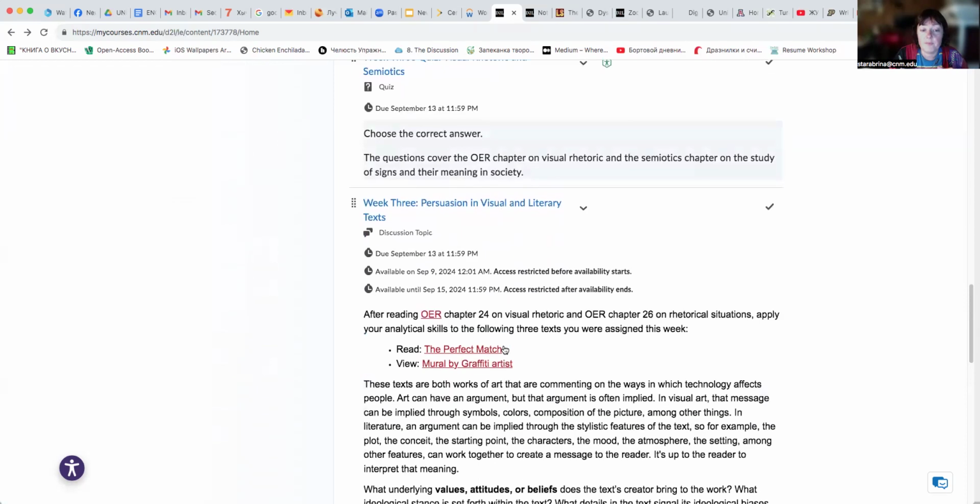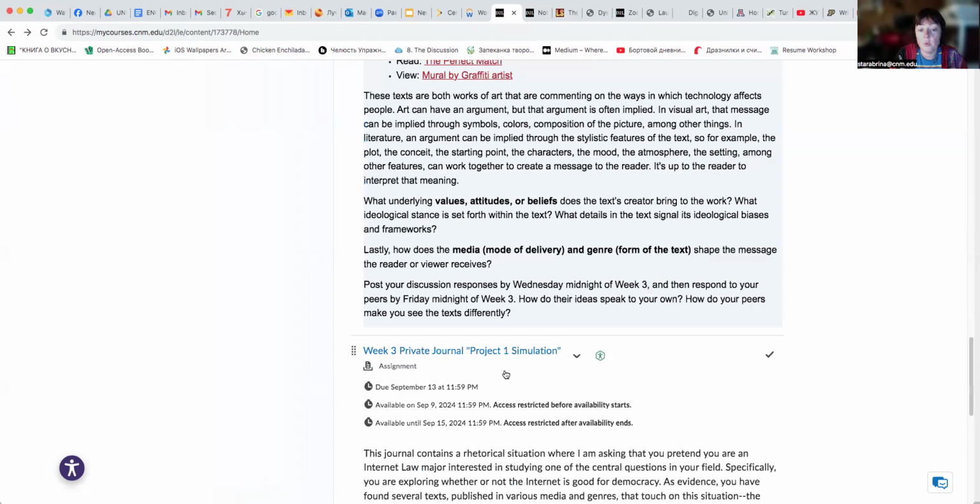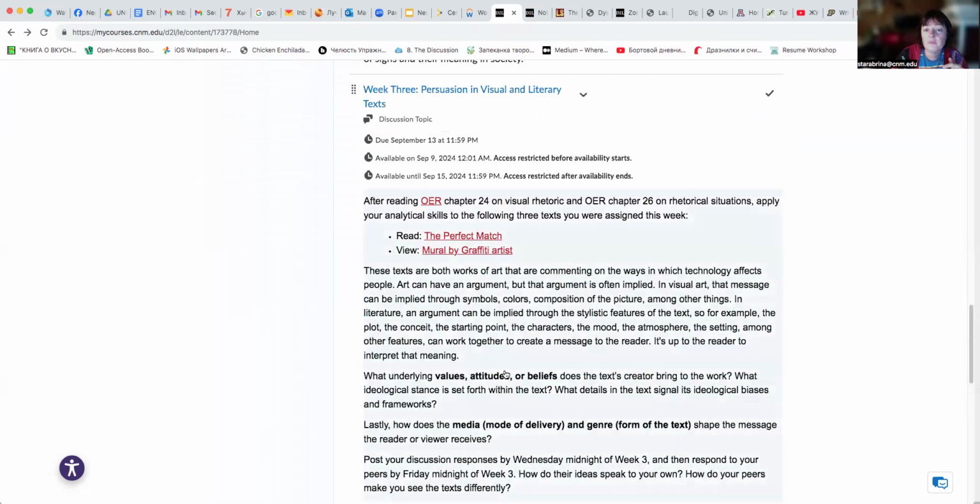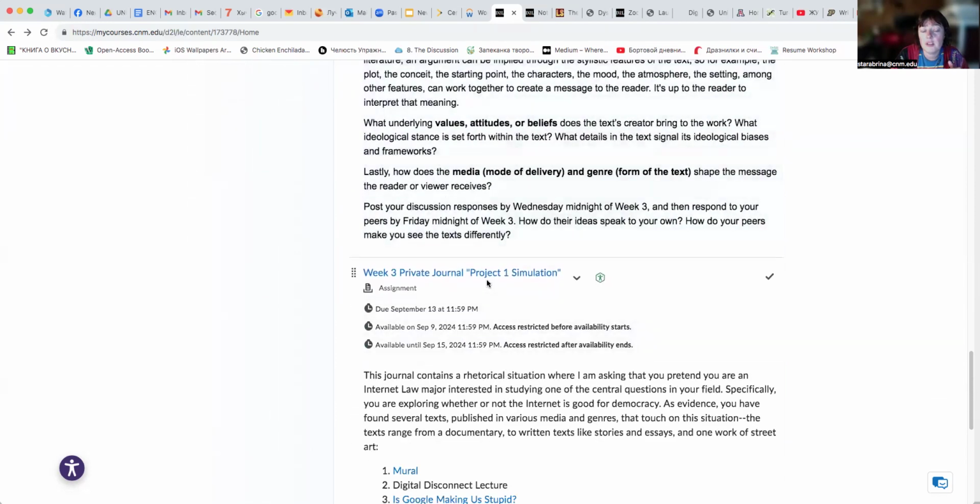The next thing, as usual, there will be one discussion and one small assignment. And especially this small assignment, it's called Project 1 Simulation. If you remember, we already did kind of a simulation last week, but that was a discussion. This time it is a small assignment. But you will see that it goes into the subject deeper, into the subject of rhetorical analysis.